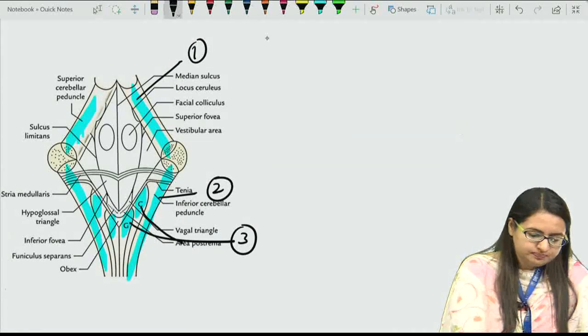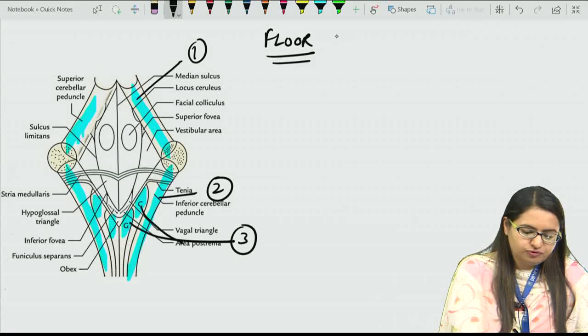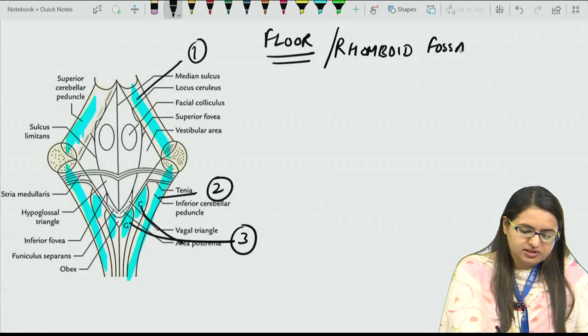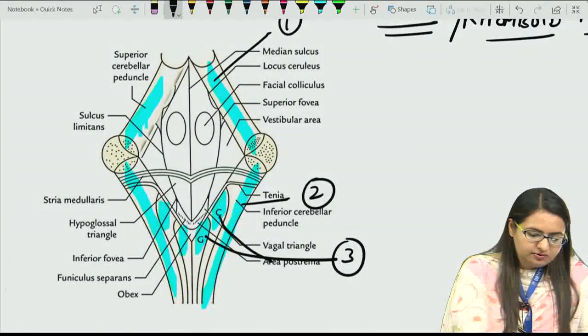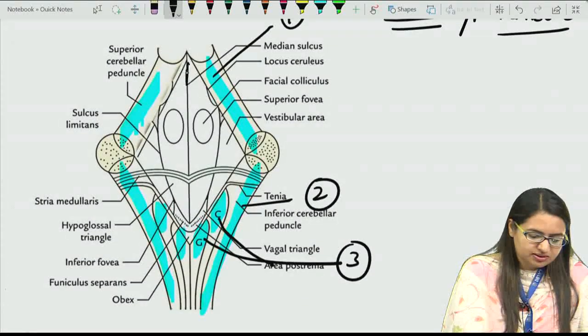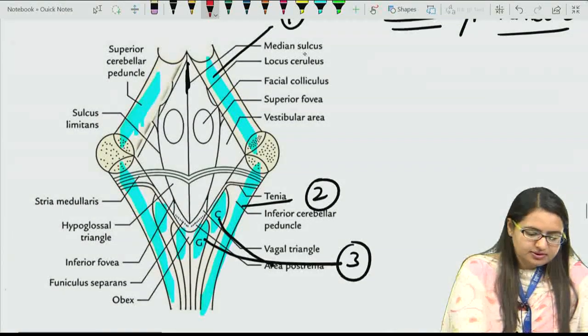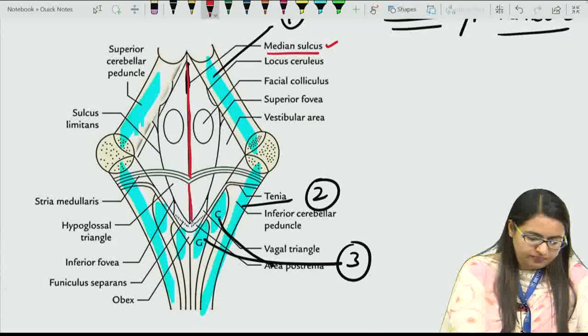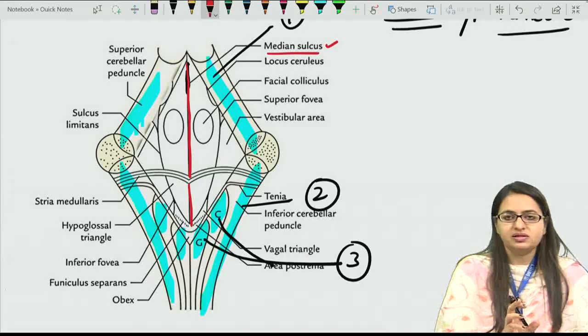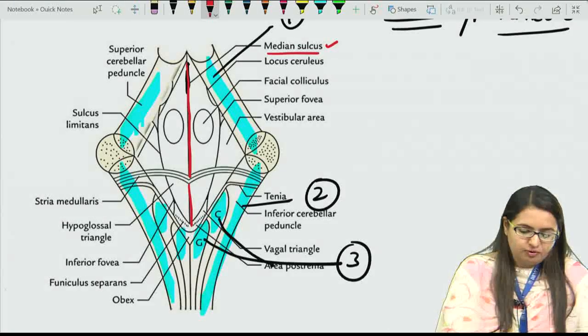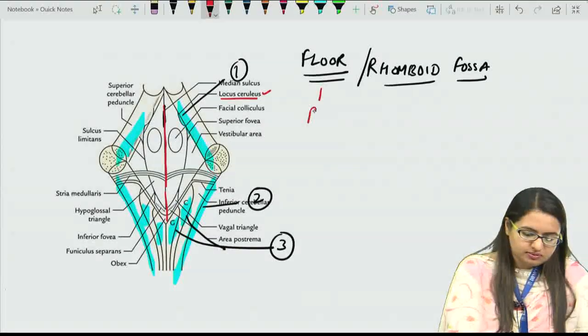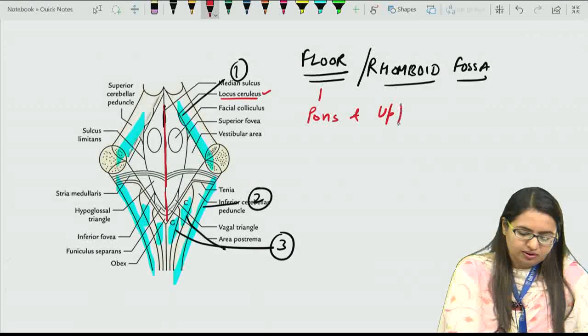Now towards the floor of the fourth ventricle, it is also known as rhomboid fossa. If you see in the rhomboid fossa, the various structures which are present over here, first of all, in the middle, we are having a line which is present in the center over here. This is the median sulcus, which is a central line extending till below. The area which is on either side of the median sulcus is known as the median eminence, and the floor is mainly formed by the pons and the upper part of medulla.